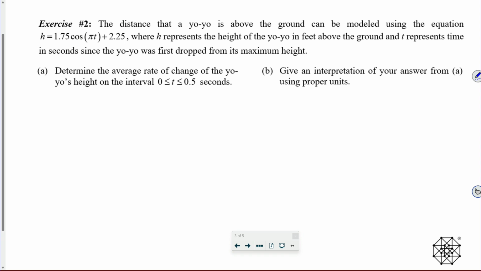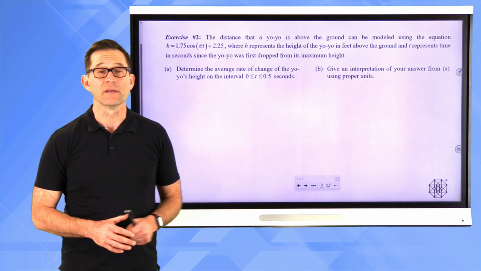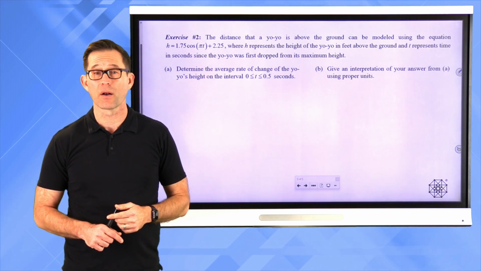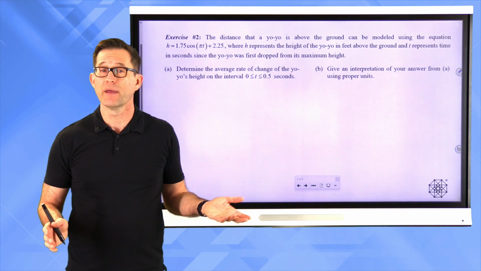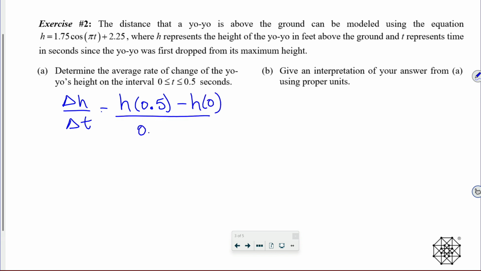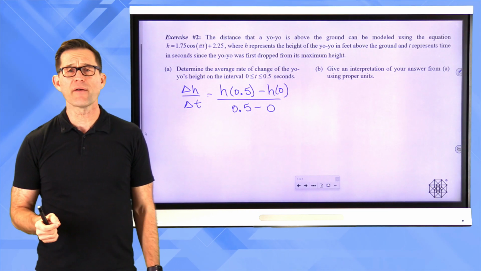All right, letter A. Determine the average rate of change of the yo-yo's height on the interval from 0 less than or equal to t, less than or equal to 0.5 seconds. Honestly, in this particular problem, it doesn't really matter how much you understand about that particular model. This is an average rate of change problem. We are looking for the change in height over the change in time, specifically h of 0.5 minus h of 0, divided by 0.5 minus 0.